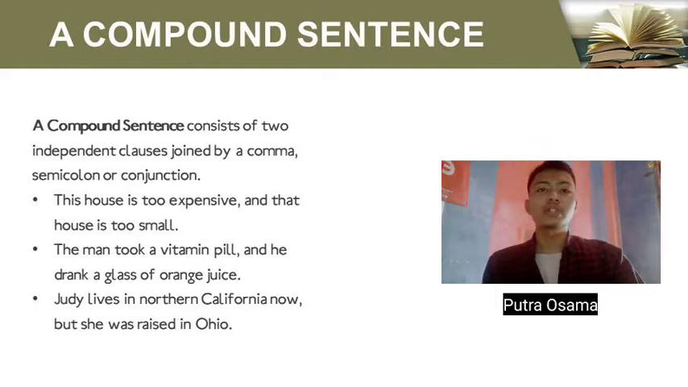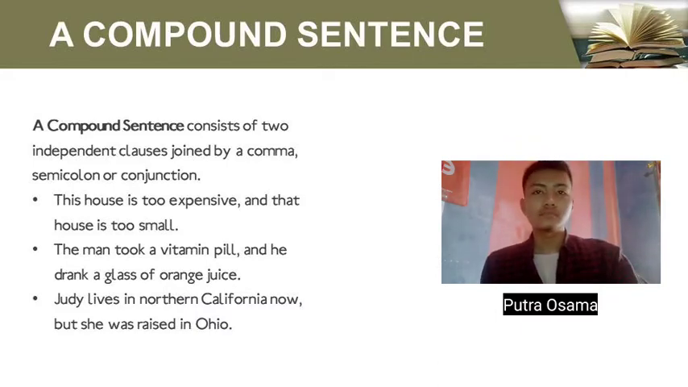1. A compound sentence has 2 independent clauses. An independent clause is a part of a sentence that can stand alone because it contains a subject and a verb and expresses a complete thought. Basically, a compound sentence is made of simple sentences. And the last, these independent clauses are joined by a conjunction: for, and, but, or, yet, and so.